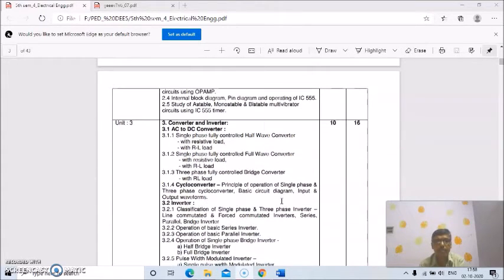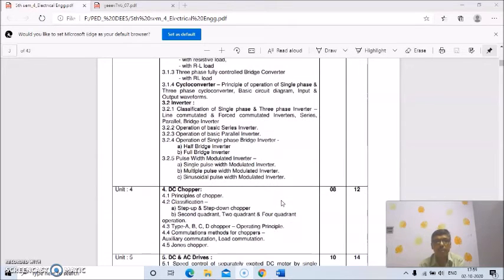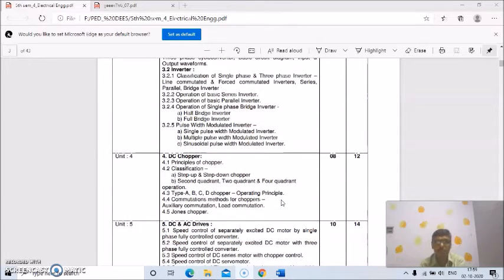Then in Unit 3 we covered the converter and inverter part. We also covered the cycloconverter, and then in Unit 4 we discussed the DC chopper. So different choppers, step up, step down, and different types of choppers, A, B, C, D, etc. Different choppers and commutation methods of choppers, auxiliary commutation, load commutation, etc.